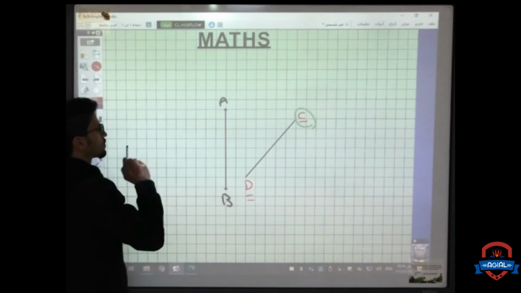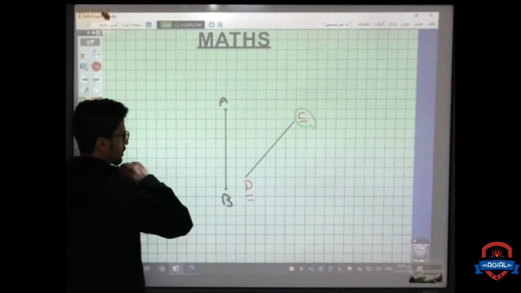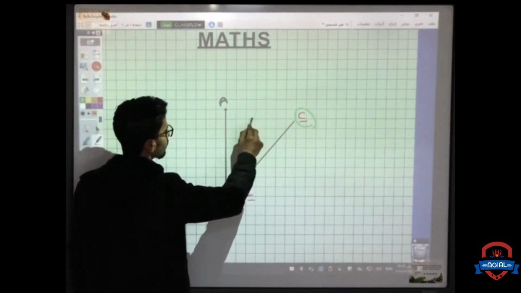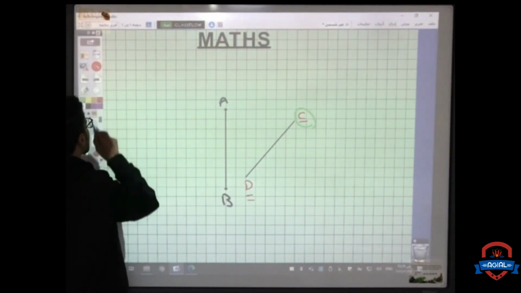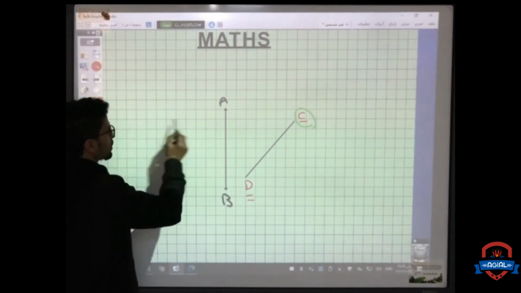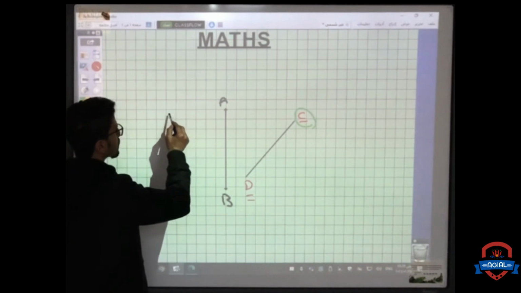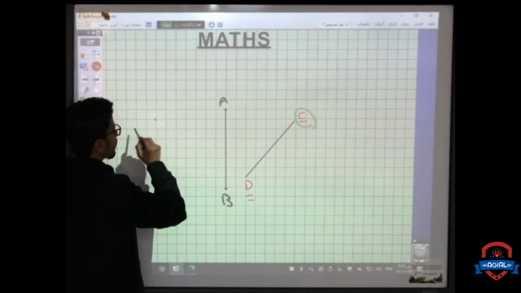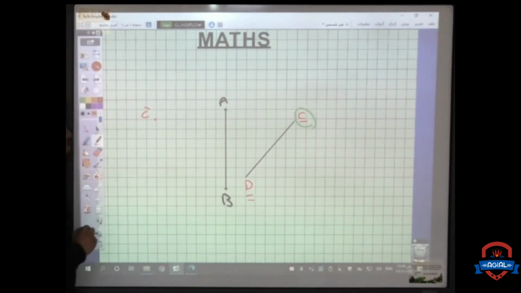So we have to measure the distance between the point C and AB. So we have 1, 2, 3, 4, 5, 6, 7. So we have 7 units. Then we have to move 7 units in this way. So we have 1, 2, 3, 4, 5, 6, 7. So the point C dash, or the image of the point C, is placed here. So we have C dash.